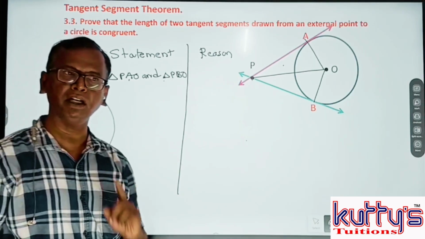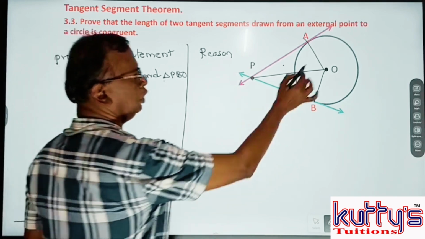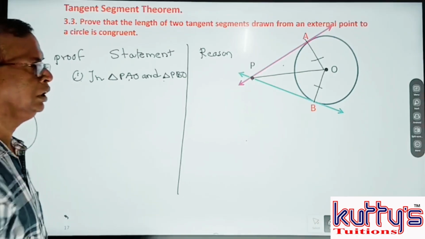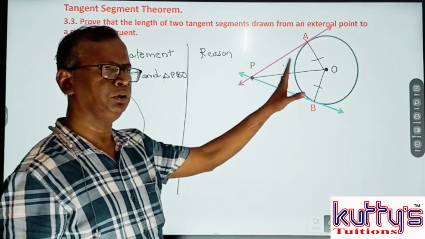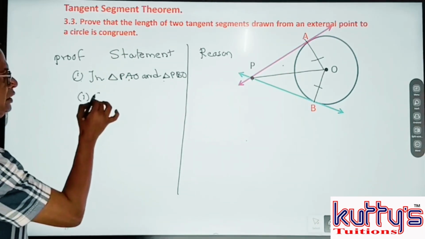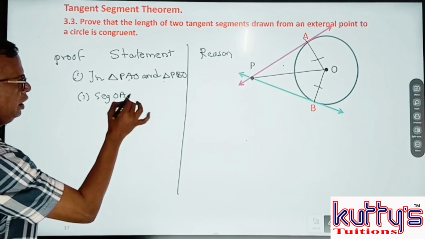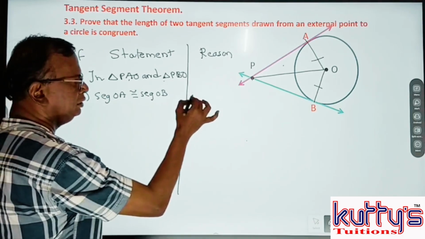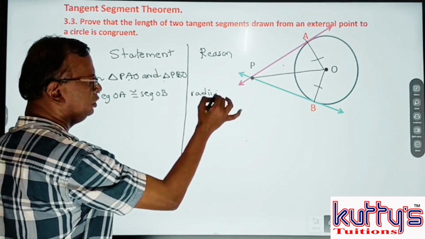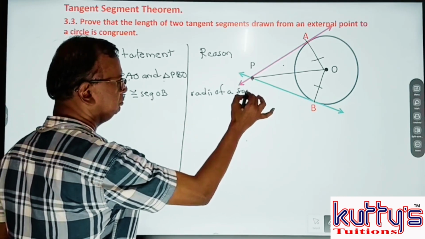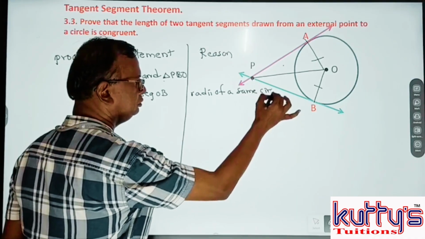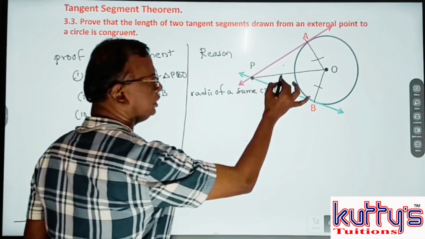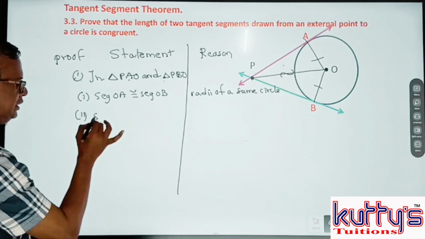For proving triangles congruent, how many conditions to satisfy? Three. First one, OA is equal to OB. Why are they equal? Because they are the radius of the circle. In a circle, all radii are congruent to each other. So the first condition will be segment OA is congruent to segment OB. Reason, radius of the same circle. Right students? First one.